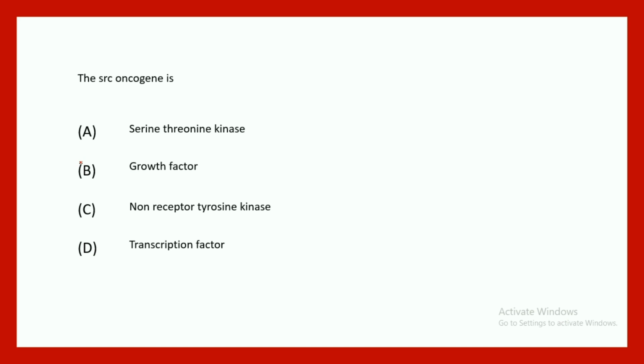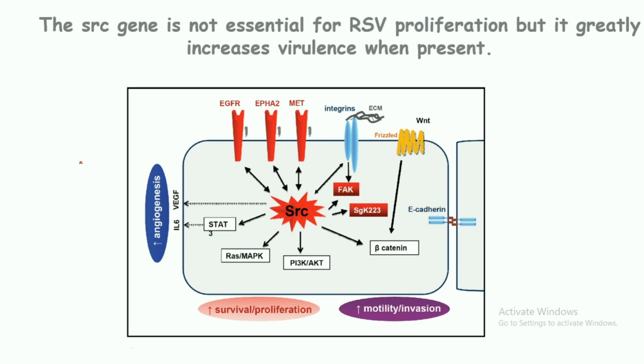Last question is, the SRC oncogene is a serine threonine kinase, growth factor, non-receptor tyrosine kinase, transcription factor, etc. So don't get tempted by serine threonine kinase. Everything in the world is not serine threonine kinase. The SRC oncogene, which was discovered in the context of Rous sarcoma virus, is actually a non-receptor tyrosine kinase. That means it can phosphorylate tyrosine residues and form phosphotyrosine. SRC can interact with several signaling pathway components such as the RAS-MAP kinase pathway, beta-catenin pathway, PI3-AKT pathway, and JAK-STAT pathway, and thereby has a wide variety of cellular effects.